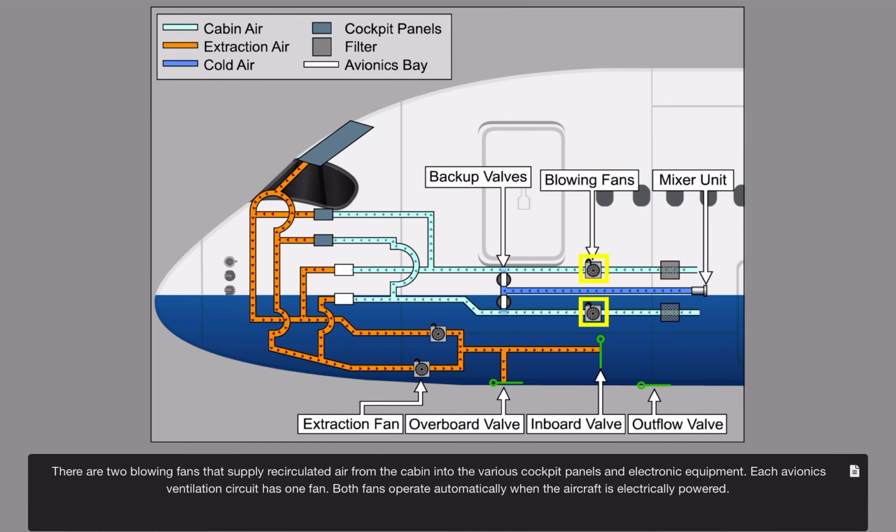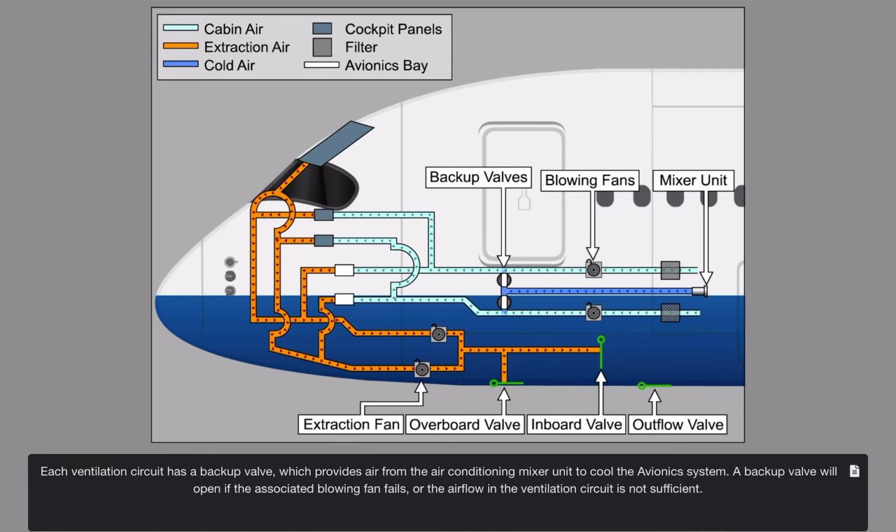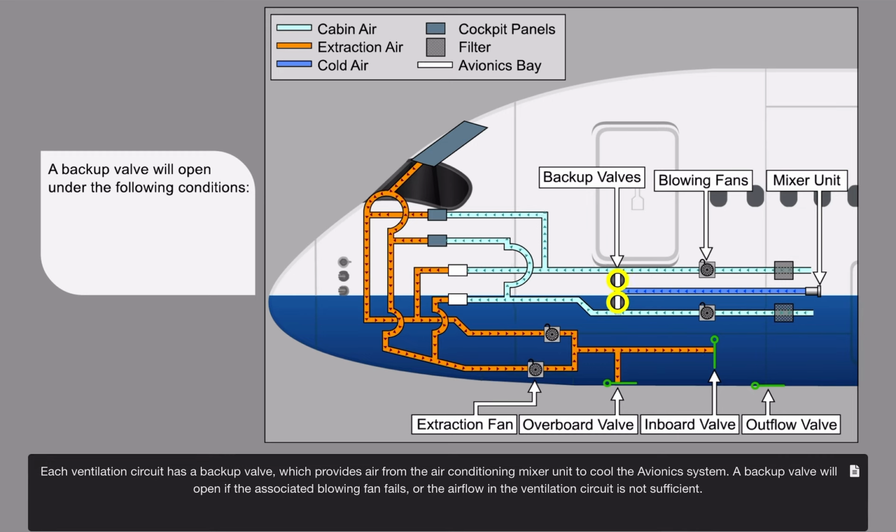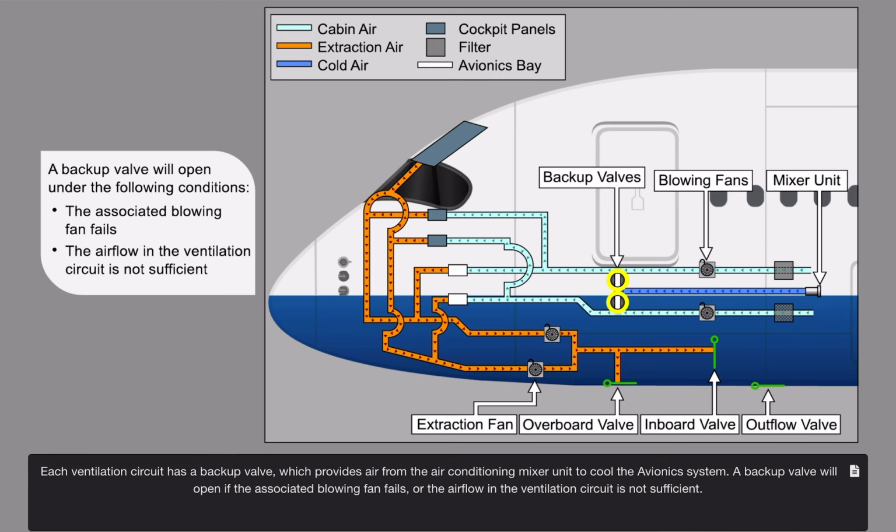There are two blowing fans that supply recirculated air from the cabin into the various cockpit panels and electronic equipment. Each avionics ventilation circuit has one fan. Both fans operate automatically when the aircraft is electrically powered. Each ventilation circuit has a backup valve which provides air from the air conditioning mixer unit to cool the avionics system. A backup valve will open if the associated blowing fan fails or the airflow in the ventilation circuit is not sufficient.